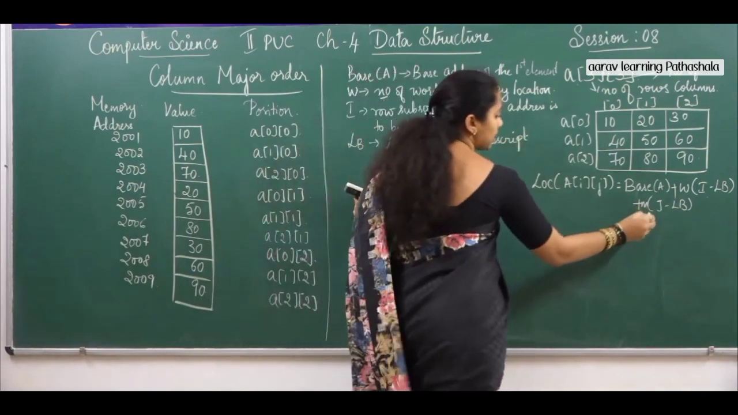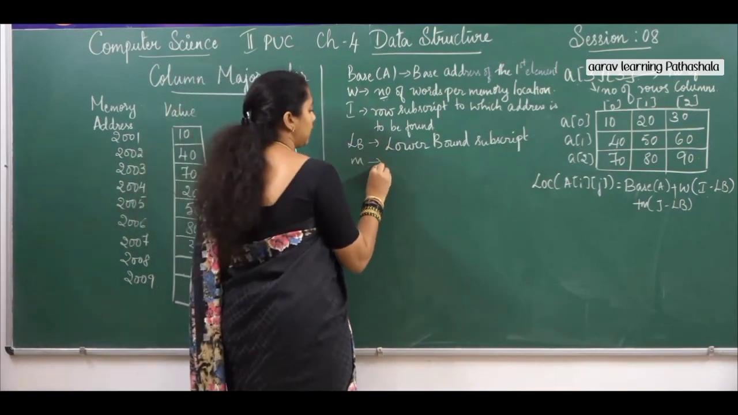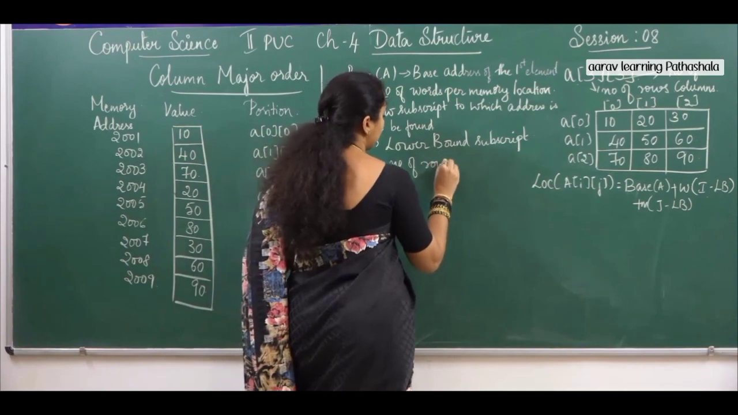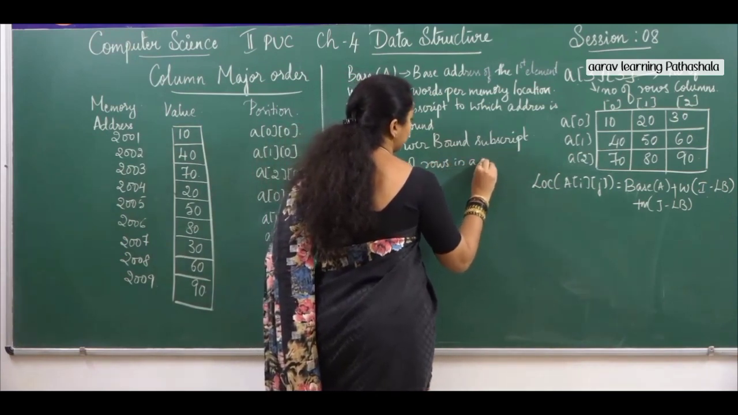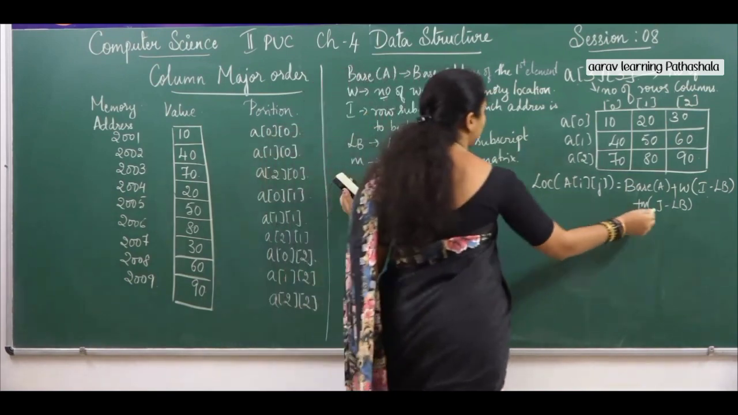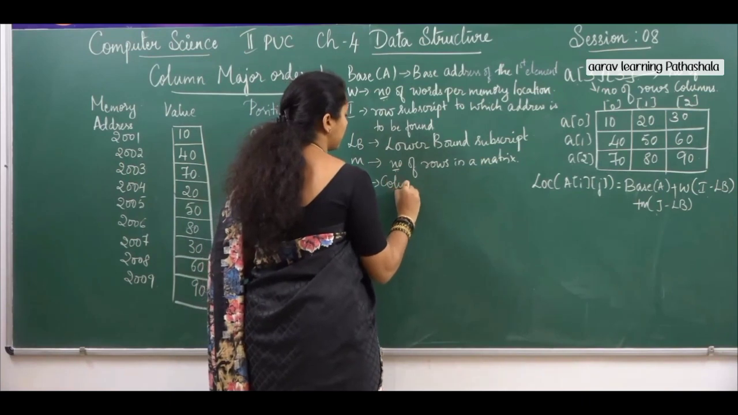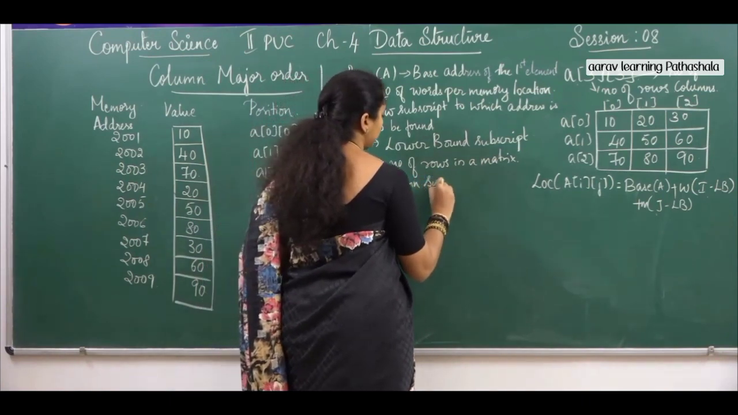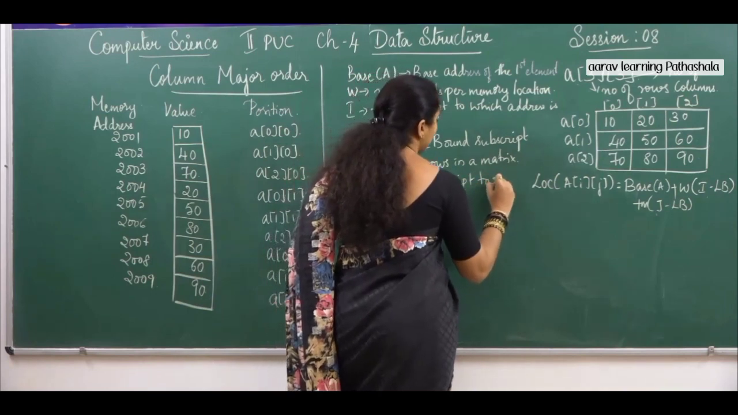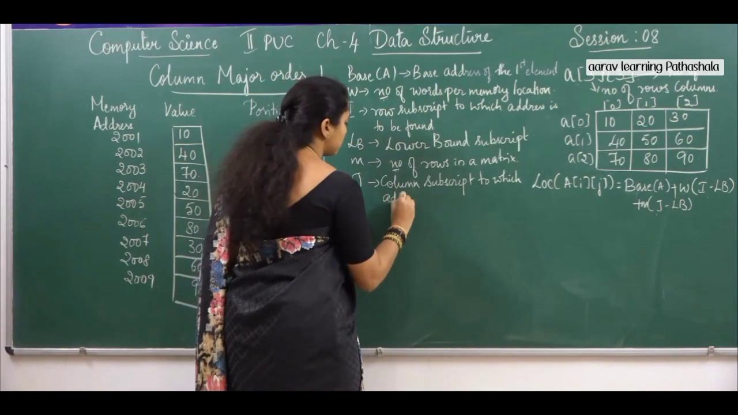And M represents the number of rows in an array, the number of rows in a matrix. And J represents the column subscript to which address is to be found.